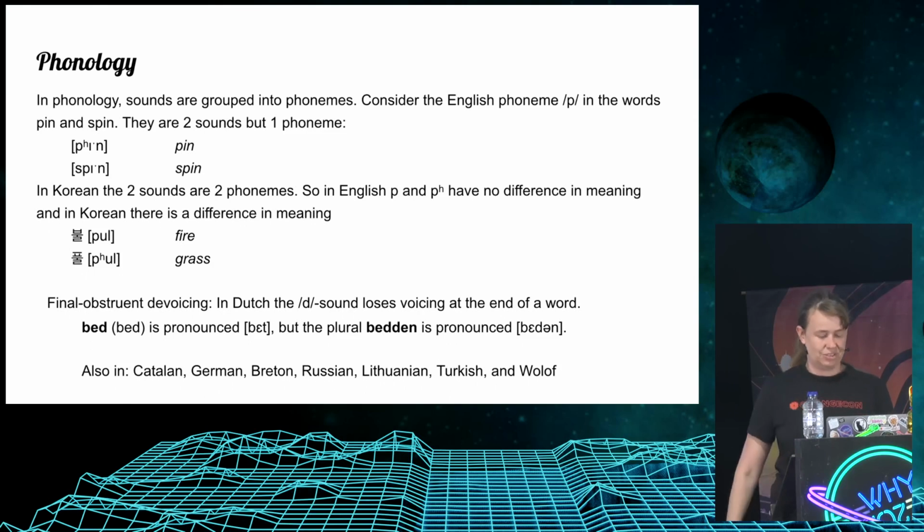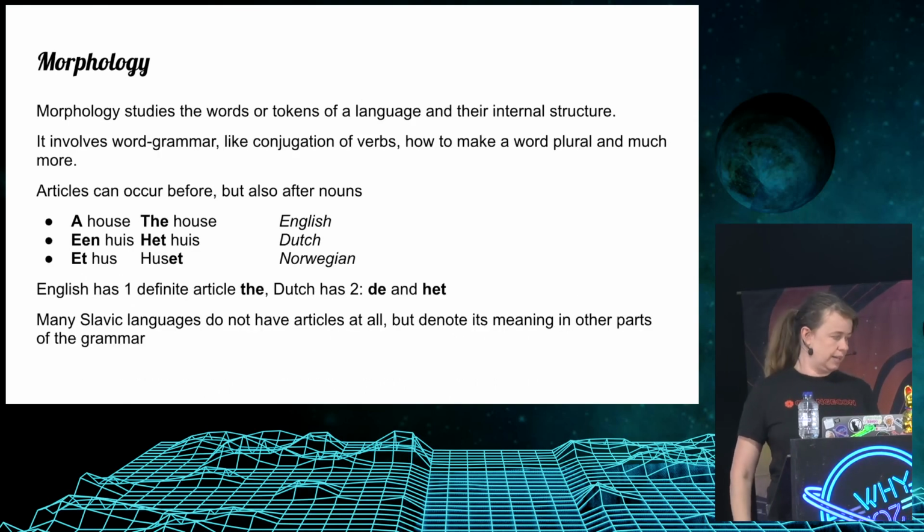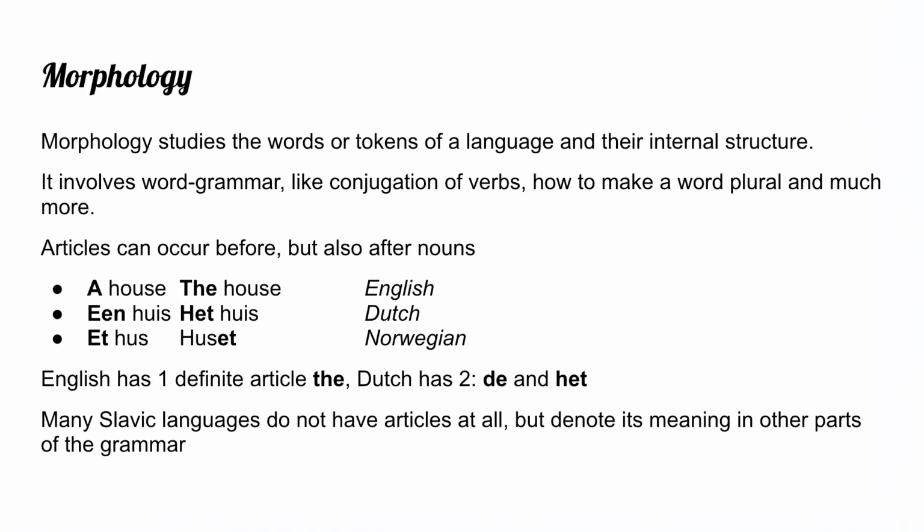The next topic is going to be morphology. There is very much to say about morphology, which studies the tokens or words of a language and their internal structure. Often this is about grammar. So conjugations, like the boring German and Latin conjugations, all have to do with morphology. But I'm just going to talk about articles.